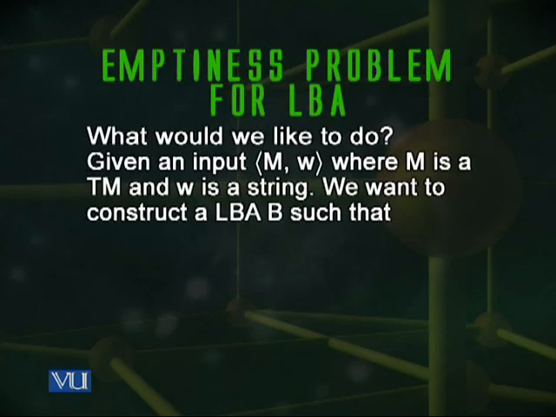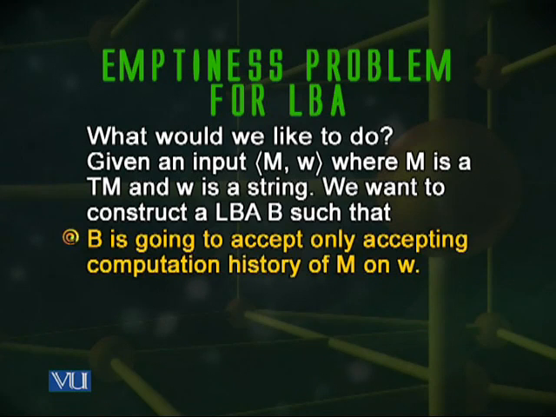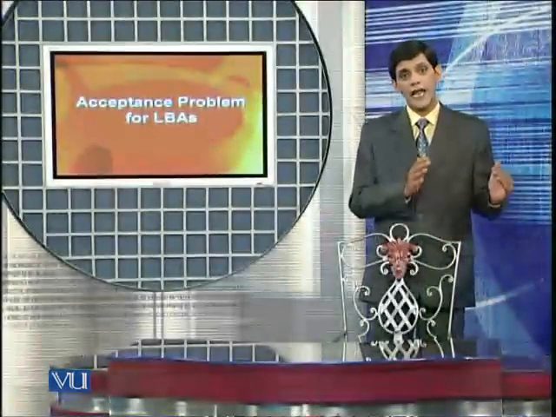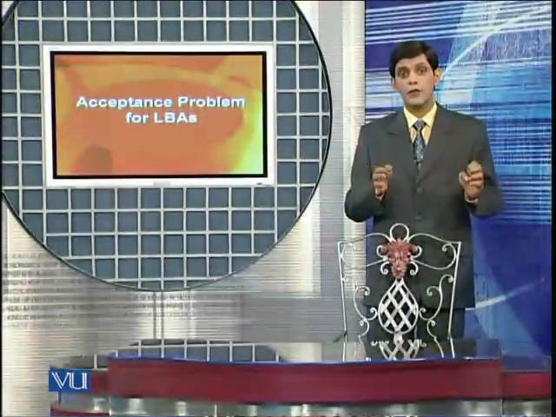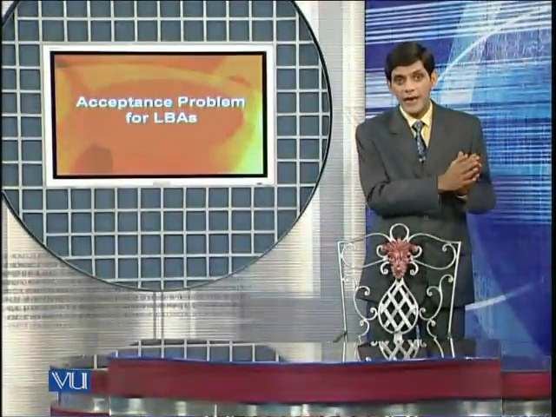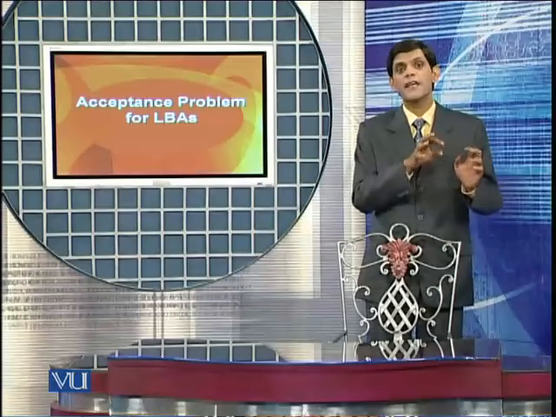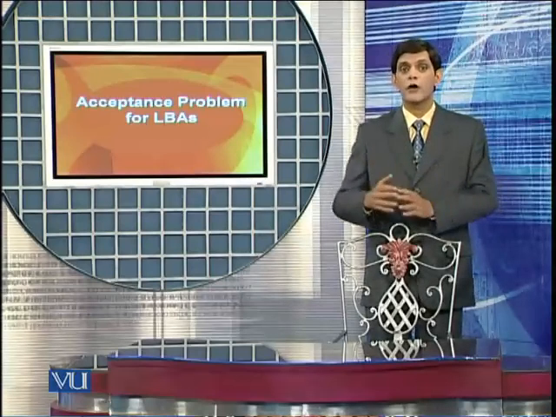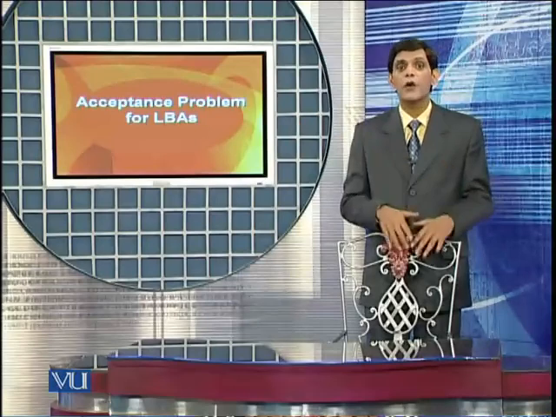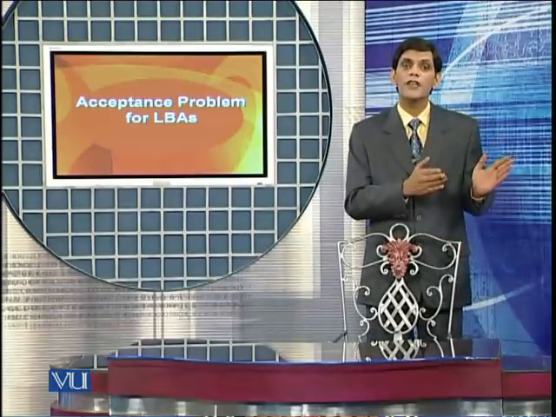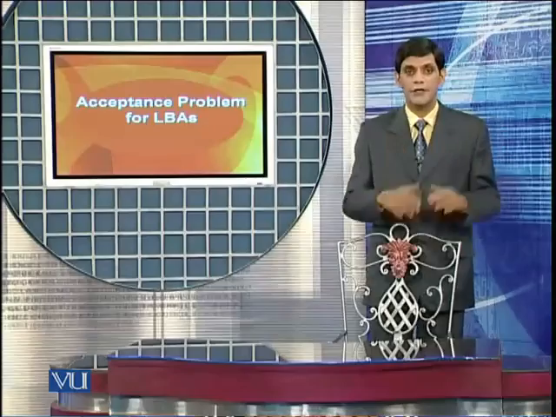Suppose we are given an input M, W, where M is a Turing machine and W is a string. We want to construct an LBA B such that B is going to accept only the accepting computation history of M on W. So, given an input M, which is a Turing machine, and W, we would look at the Turing machine M and the string W, and from there construct a linear bounded automata B. This B will only accept accepting computation histories of M on W.